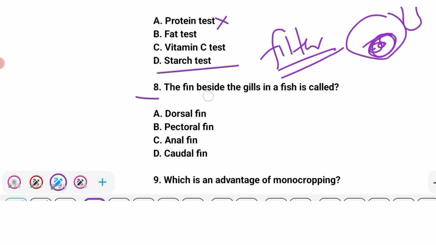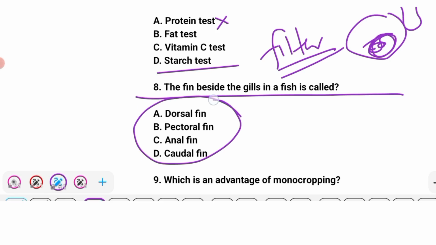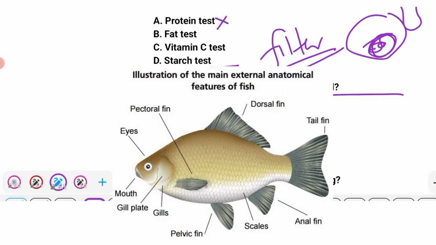The fin beside the gills in a fish is called dash. They give all these options here. First of all, there are different kinds of fins in a fish. You have dorsal fin. Dorsal fin is the fin at the back of the fish, basically used for balance. While pectoral fin is the fin that is close to the gills. Anal fin is the fin that is close to the anus of the fish, towards the rear end. While the caudal fin has to do with the tail. So the answer is pectoral fin.